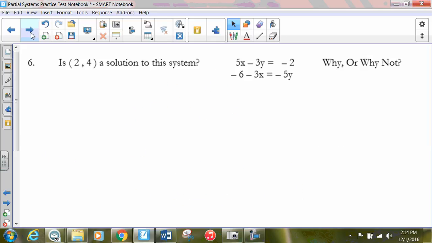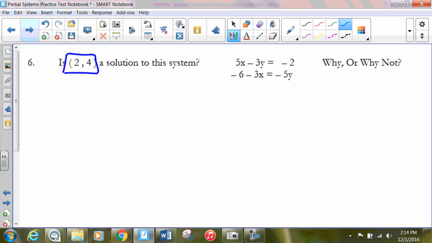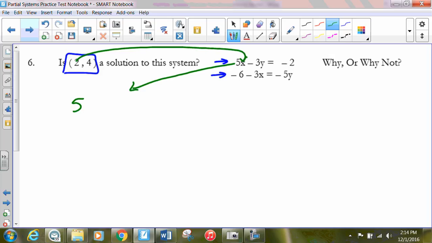Okay, let's look at 6. It says, is (2, 4) a solution to this system? Basically what they're saying is that they solved this system right here, and they want to see if their answer is correct. They think that (2, 4) is the point where these 2 lines, if we graph them, would intersect. And so how we're going to check them is this. If that's true, then when I plug 2 in for x, and I plug 4 in for y, when I put that in my calculator, it should equal -2.